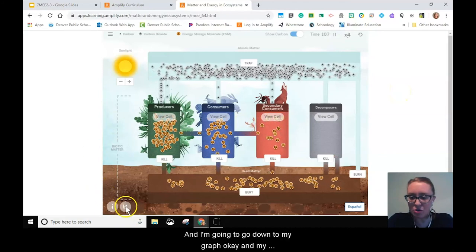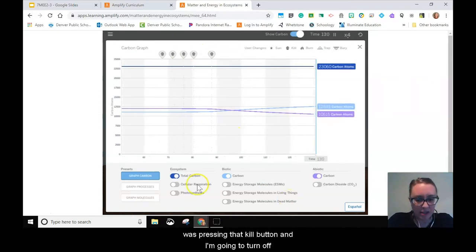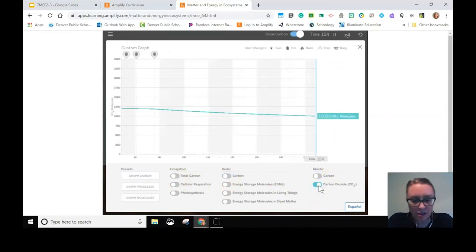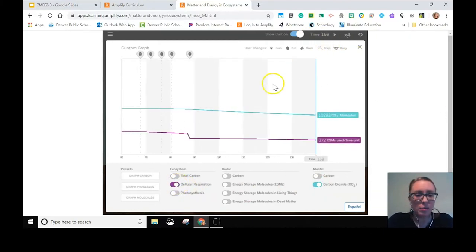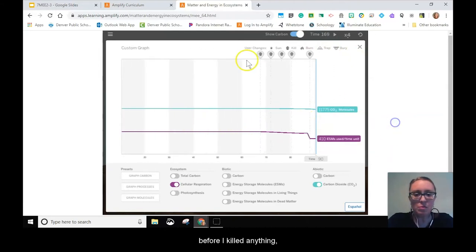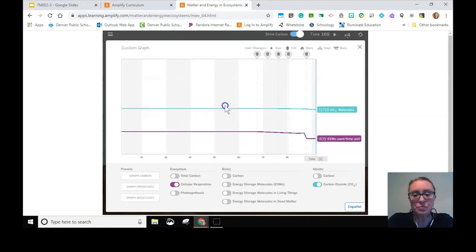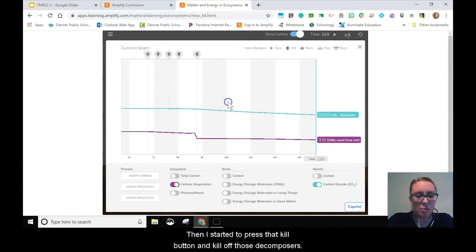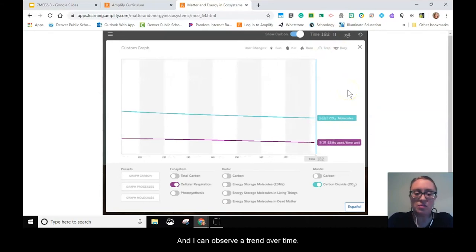And I'm gonna go down to my graph, okay? And my graph's showing a lot of things. Again, there's where I was pressing that kill button. And I'm gonna turn off everything except carbon dioxide and cellular respiration. There you go. So if I go back to the very beginning before I killed anything, okay, I can see what my CO2 and what my cellular respiration levels and rates were. And then I started to press that kill button and kill off those decomposers, and I can observe a trend over time.